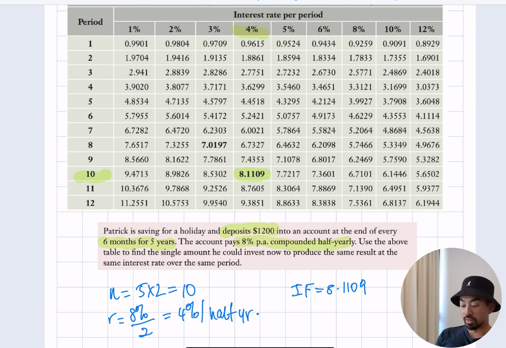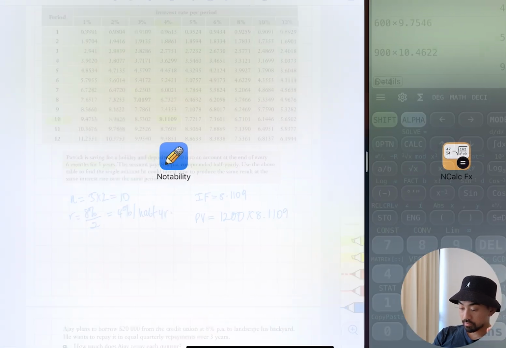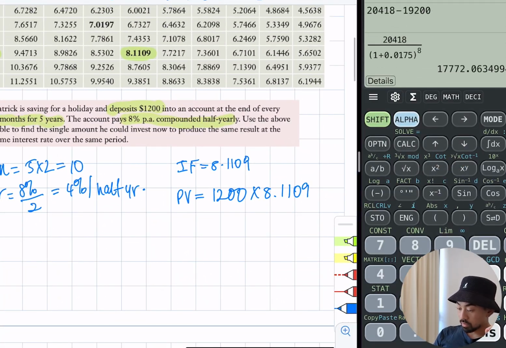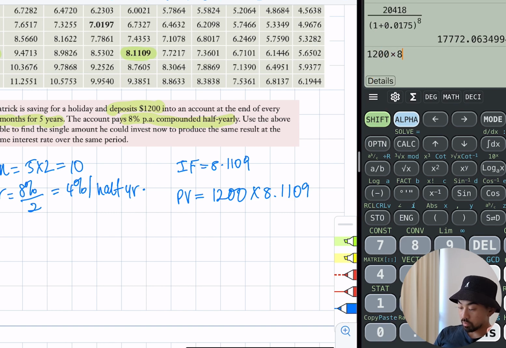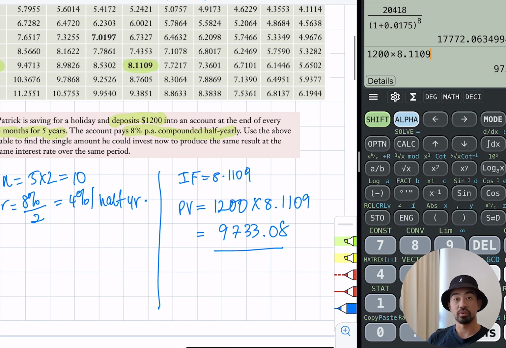Okay, so all we need to do to find the present value is literally get our deposit, so $1,200 times 8.1109. So our present value is equal to 9,733.08. So that's how much he would have to invest in one lump sum in order to get the future value.